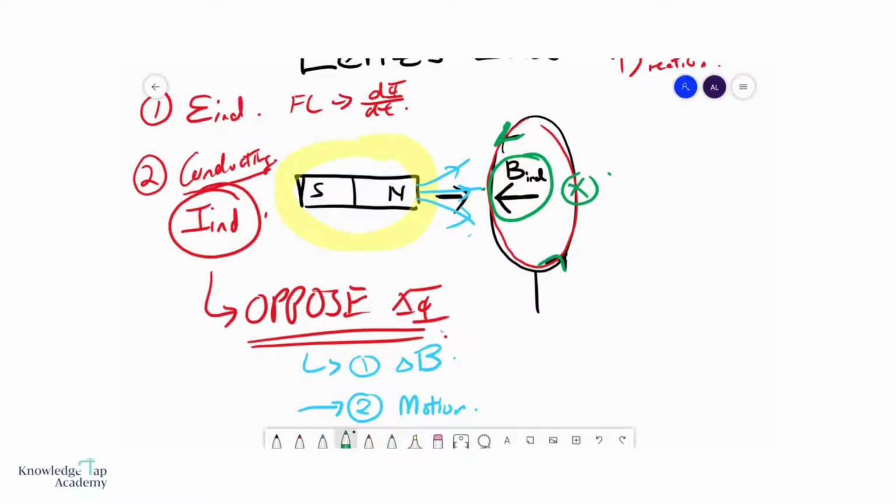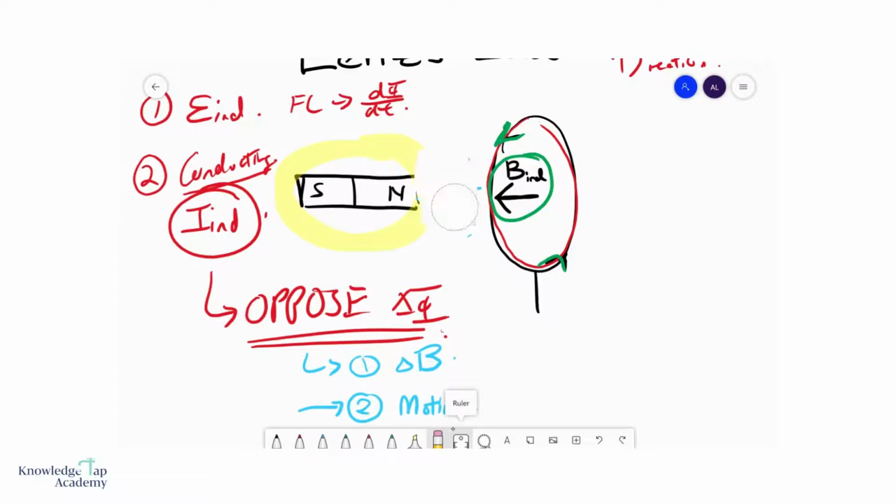Sorry, let me do that again. This is supposed to be a 3D coil. Just imagine it going this way. Current, of course, will be going like this and like that. And that's basically what Lenz's law is all about.